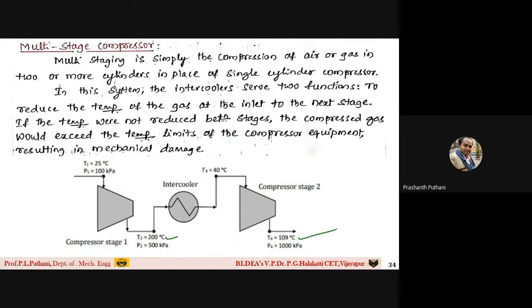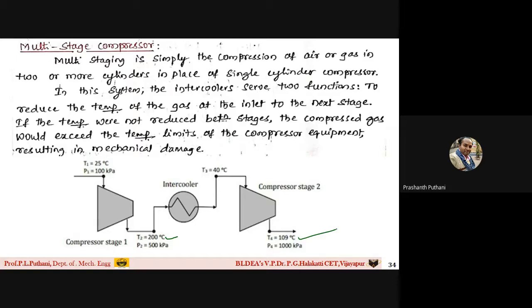So therefore, as the pressure ratio goes on increasing, instead of carrying out the compression of air in a single stage, we can carry it out in more number of stages with respect to the pressure ratio. Such compressors, where the compression of air takes place in two or more cylinders in place of a single cylinder compressor, we call a multi-stage compressor.